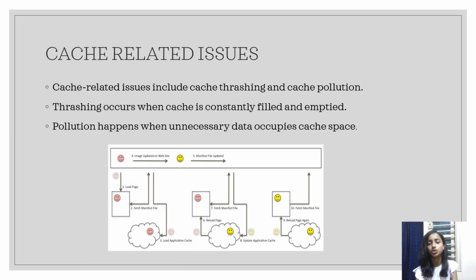Cache related issues. There are different levels of cache memory like L1, L2 and L3. L1 cache is the closest to the processor and has the fastest access time. L2 and L3 caches are larger but slower, serving as additional layers of memory hierarchy. Cache related issues may include cache thrashing and cache pollution. Thrashing occurs when cache is constantly filled or emptied. Pollution may happen when unnecessary data occupies the cache space.